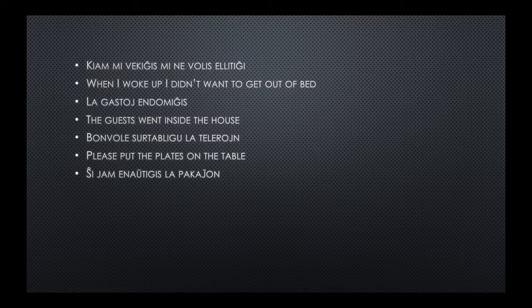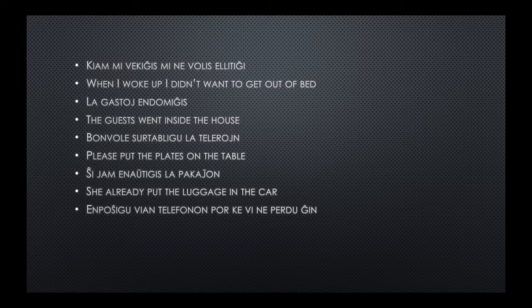Ŝi jam enautigis la pakaĵon. She already put the luggage in the car. Enpoŝigu vian telefonon por ke vi ne perdu ĝin. Put your phone in your pocket so you don't lose it.